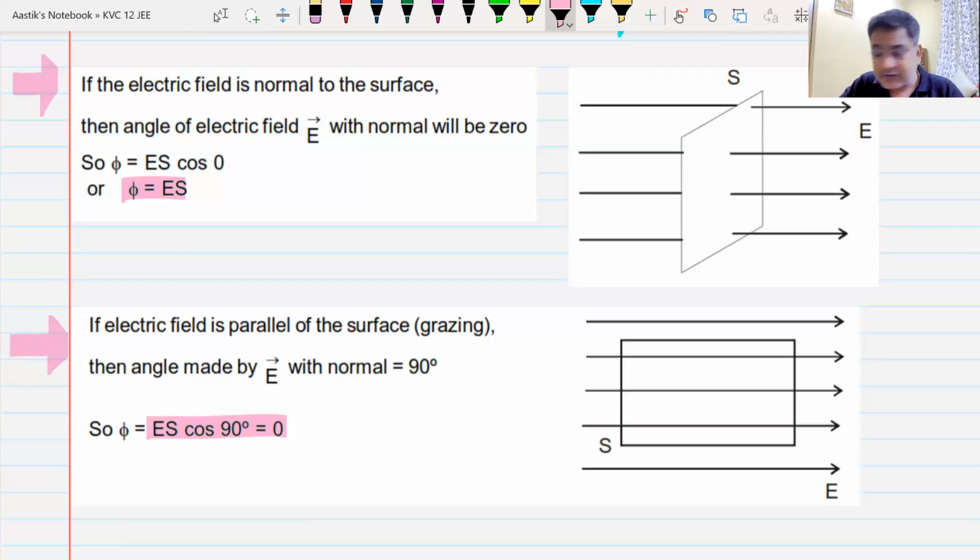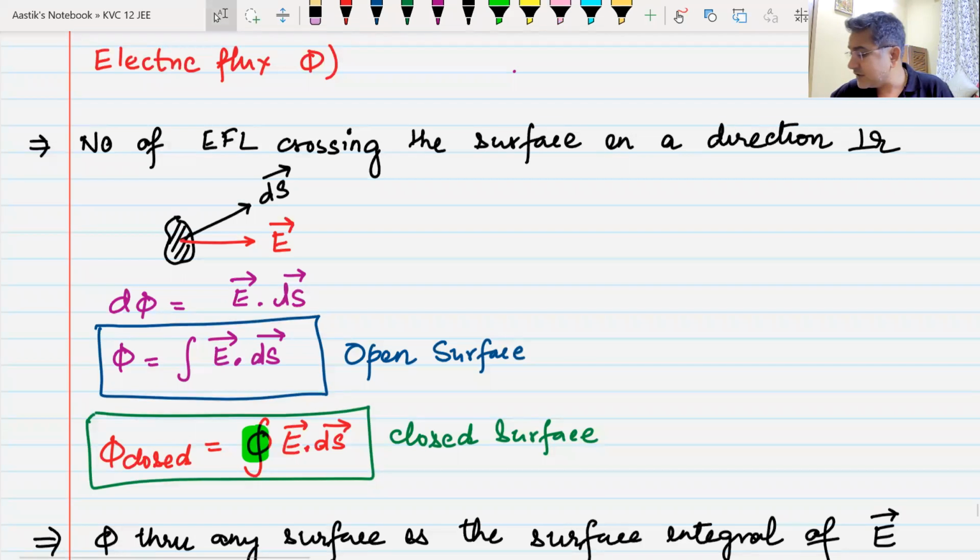Here, for example, I have only written half of the sentence. See, I have not written the full sentence. Number of electric field lines crossing the surface in a direction perpendicular. Perpendicular to what? I have not written it here. It's perpendicular to area. Do we understand this?